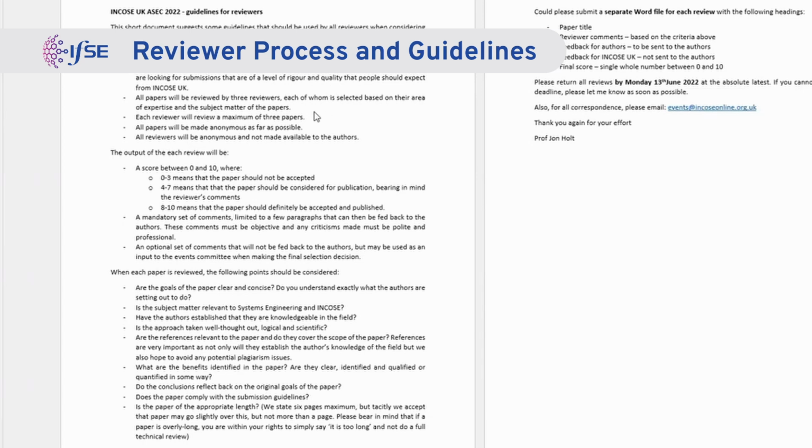As we said, all papers will be reviewed by 3 reviewers. Each of those will be selected based on their self-nominated areas of expertise. And also each reviewer will only review a maximum of 3 papers. This is important because it means that there's no single reviewer that's going to be overloaded by papers. I think 3 is a reasonable number, and it allows people to write a nice sort of thorough review of the paper. As I've mentioned, all the papers will be made anonymous as far as possible.